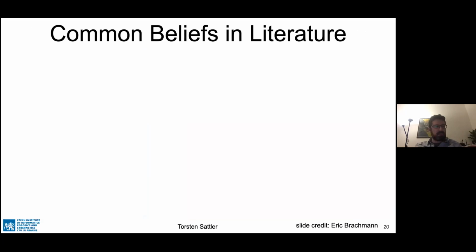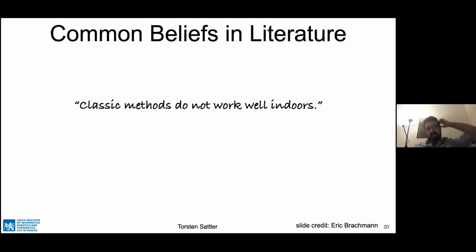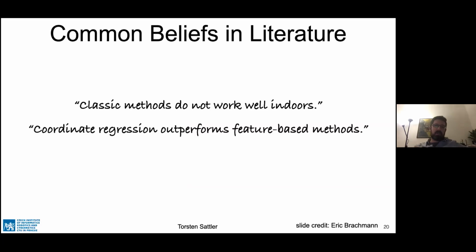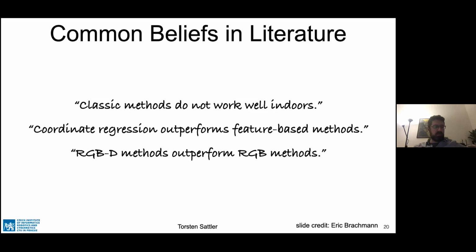And there are a couple of common beliefs in the literature. Classical methods, based on experiments that people did, do not seem to work well indoors because you find very few features. These coordinate regressors that use a CNN to predict 2D-3D matches are actually better than feature-based methods. And if you get depth data as well, then you're typically better as compared to not using depth data at all. But it turns out, and this is a paper that we presented at ICCV last year, that these conclusions are actually not necessarily correct.